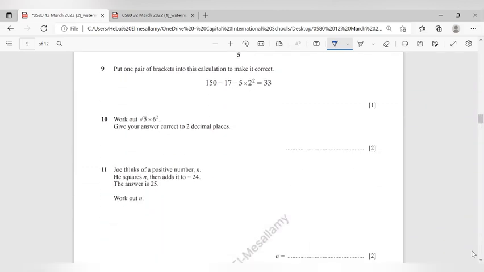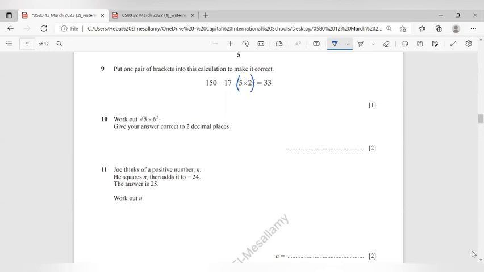Question 9, put one pair of brackets into this calculation to make it correct. You are going to try an error. You are going to try it more than one time, but make sure that you don't waste your time in this question. First of all, you are going to try 150 minus 17 minus 5 maybe alone, and then you are going to try different options. You will find that the correct one is this one.